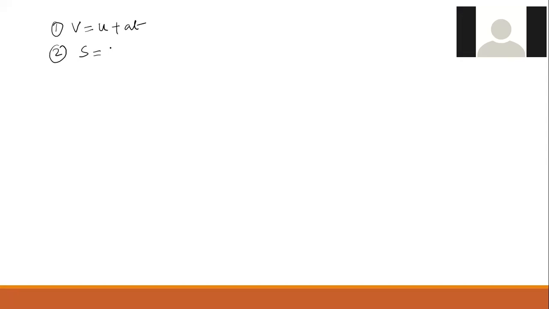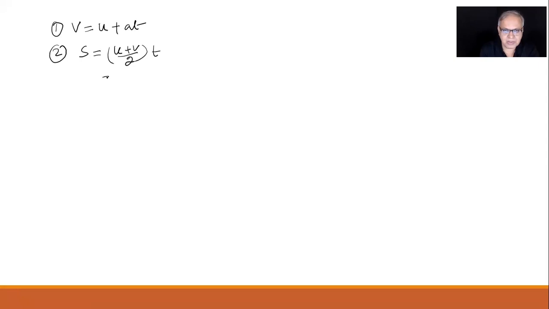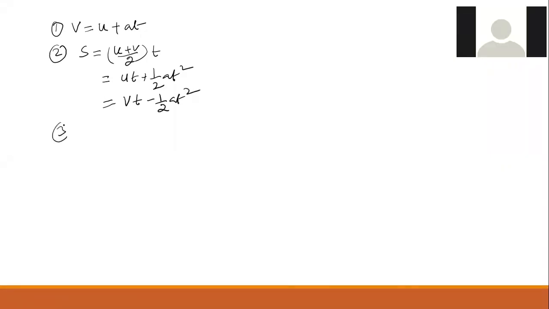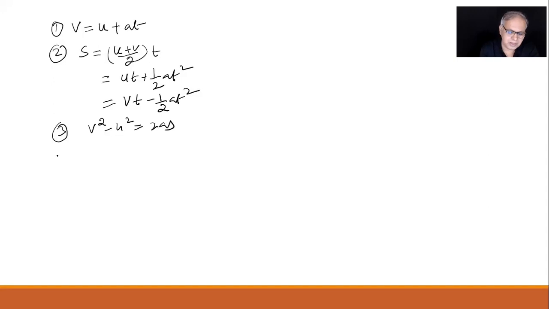We wrote the equations as what, if you remember? v equals u plus at, we did that. And 2, s equals (u plus v) by 2 into t. I want to write like this first. That was also equal to ut plus half at square. And it is also equal to vt minus half at square, we wrote. Then we wrote v square minus u square equals 2as. And the last one is the s in the nth second, we wrote as u plus a into (n minus half). This one we did not derive.